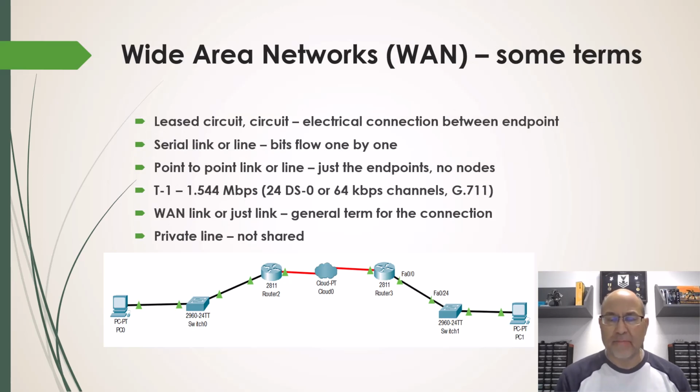Well, let's get some terms out of the way. These are all things that you find in a discussion about WANs. So we say that we're leased circuits or just circuit. That's the electrical connection. So if you think about an electrical circuit, it's not much different. We are establishing a circuit between two endpoints. Now the fun thing about this is that it's serial. And what that means is the bits flow or are transmitted one by one.